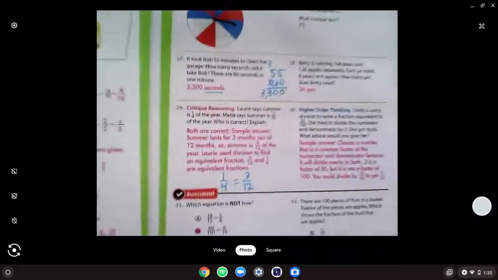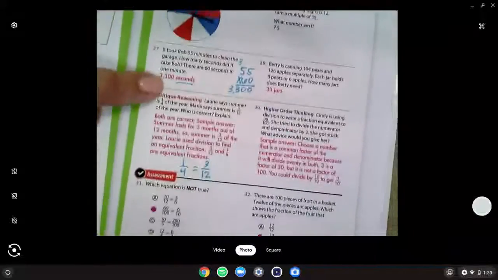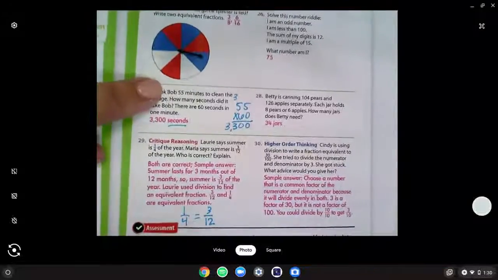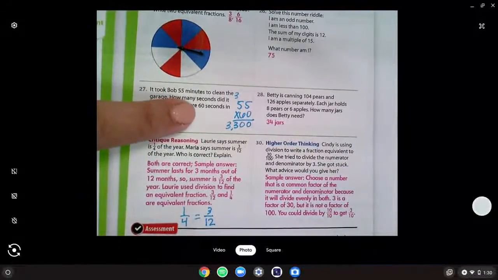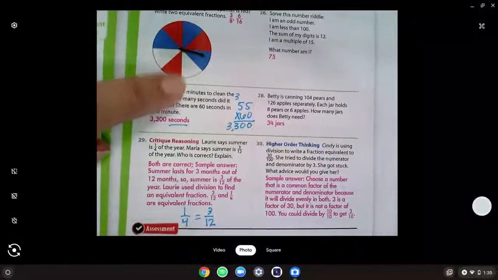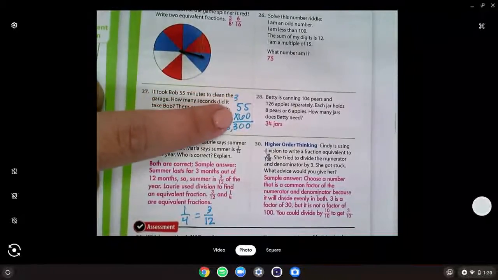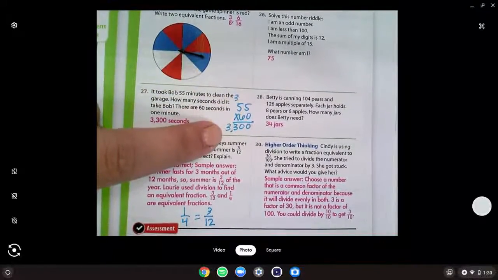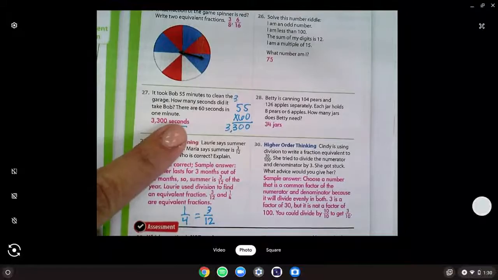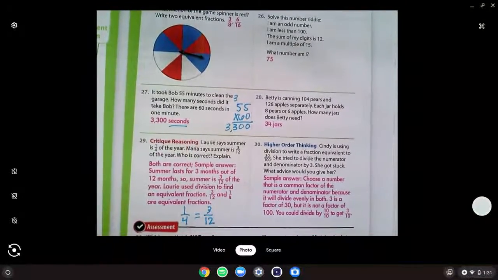Then looking over here, number 27, you needed to multiply the minutes by 60 seconds because there are 60 for 1, and we know we have 55 of them. So 55 times 60 gets us 3,300, and then don't forget that seconds label.